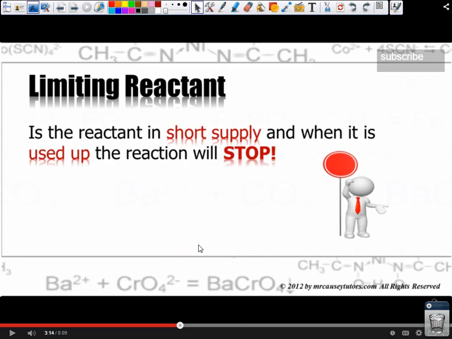So now do you hear why I said it runs out first? So basically that is what's going to limit your reaction and make it stop. You can't continue if you've run out.